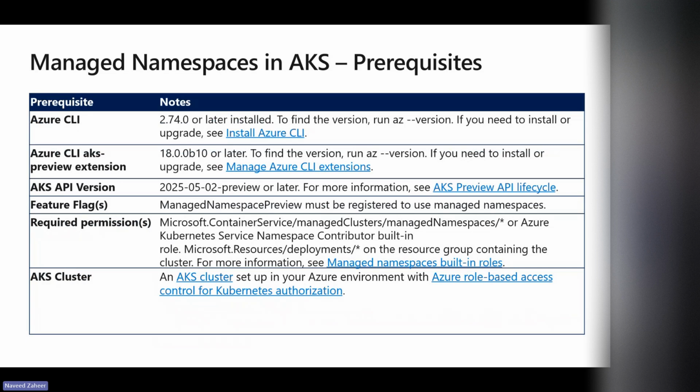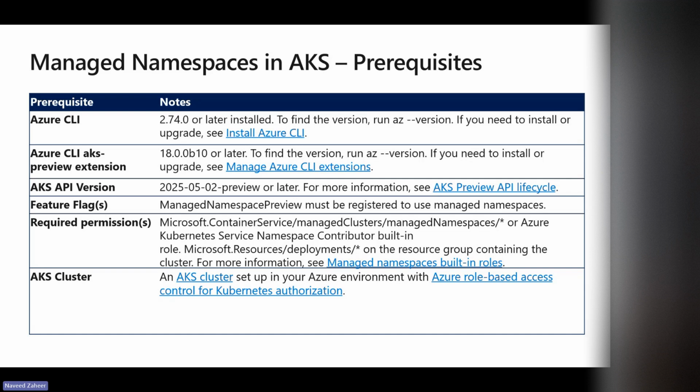So with that, and as I said, these are some of the precursors. Before you can do it, first of all, you have to set up an AKS cluster, and that cluster should have role-based access control for Kubernetes authorization. You have to set that up. If you don't do that, then this thing will not work. Then you have to set up the managed namespace preview flag that has to be registered. It takes a minute to register, but you have to register that. And then you should have proper access on this particular cluster to do what you want to do.